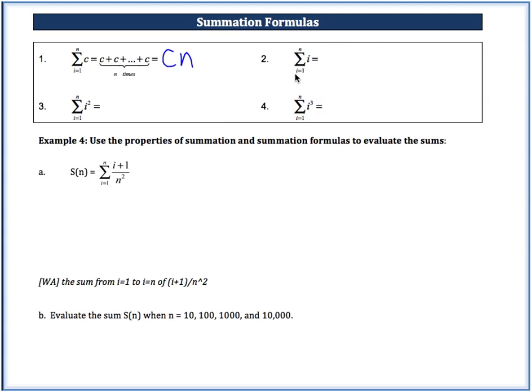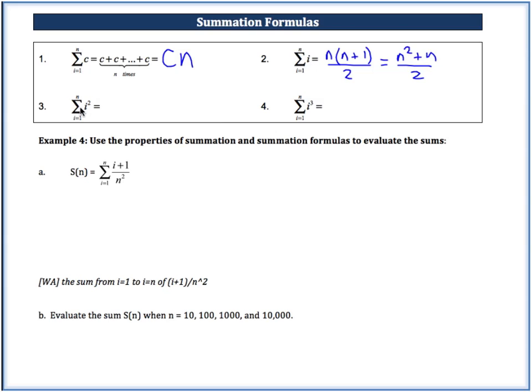Now in number 2, here we have the summation of just a single variable i. And the way this one is going to always work out, it's going to look like this: n times (n plus 1) divided by 2. And you might also see this as (n squared plus n) over 2 if it's just multiplied out. So what these really are, they're shortcuts for finding these summations without actually having to expand the whole thing out.